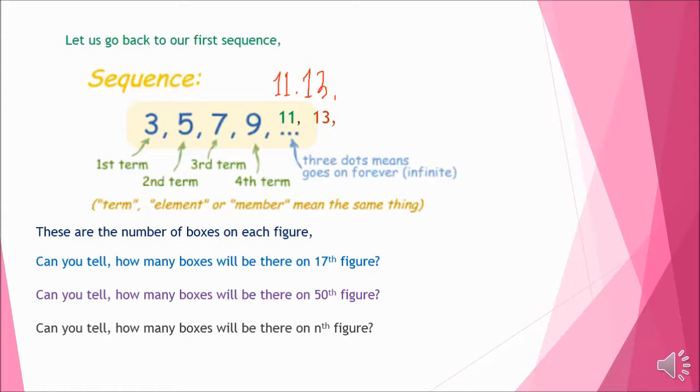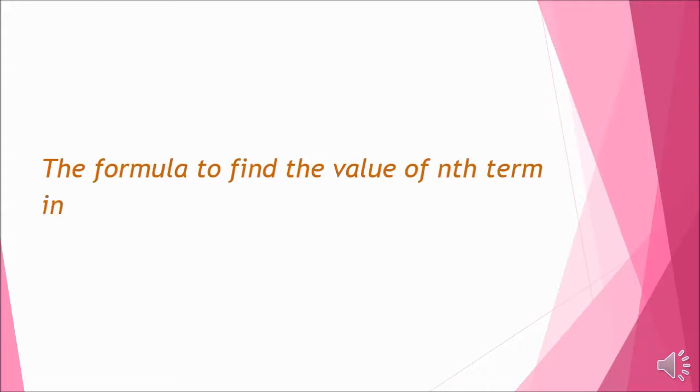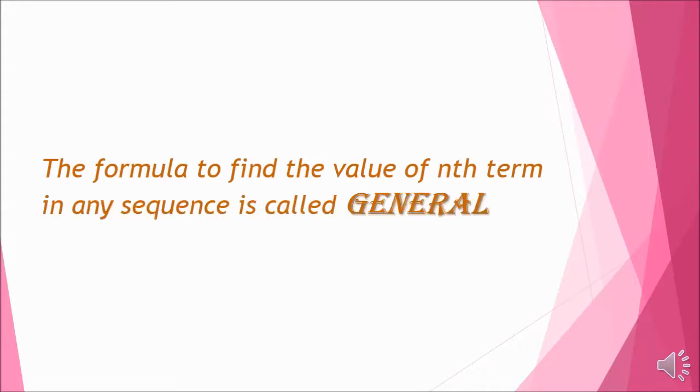So that formula is called the general term. To make our work easier, we have to find the general term. The general term helps us find the number of boxes on any figure. The formula to find the value of the nth term in any sequence is called the general term.